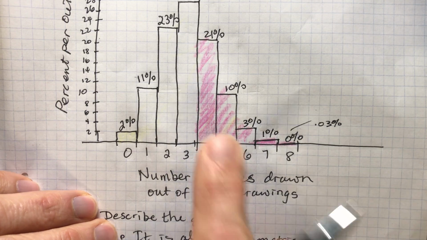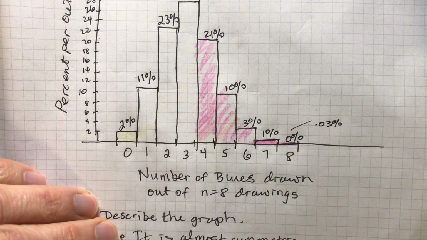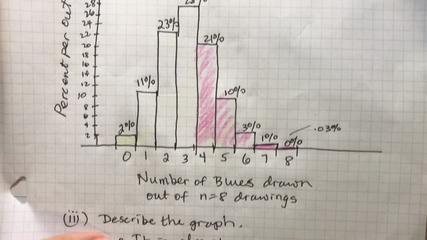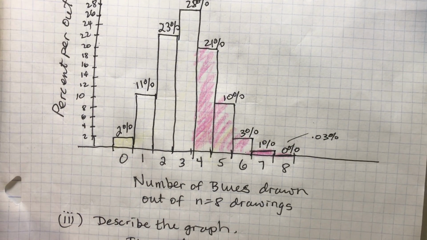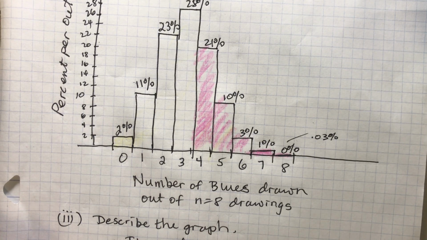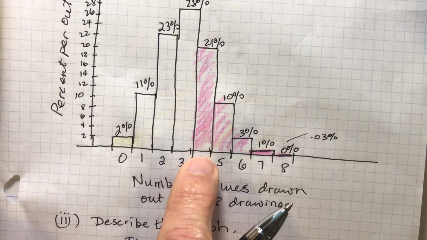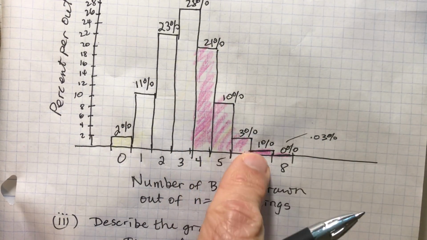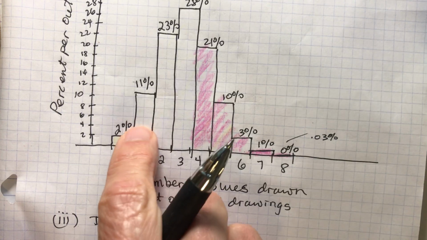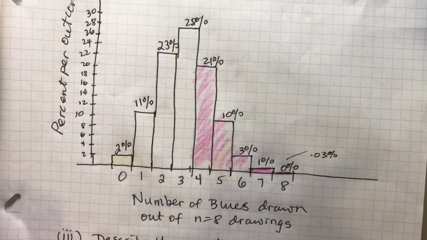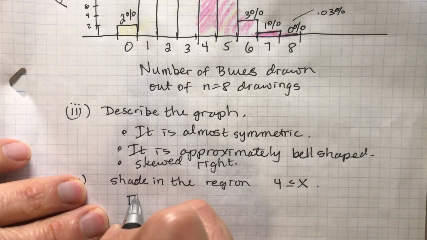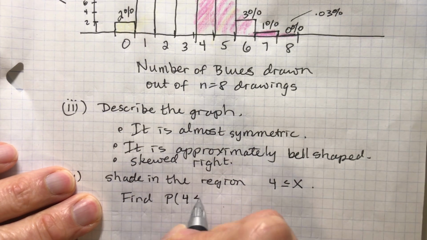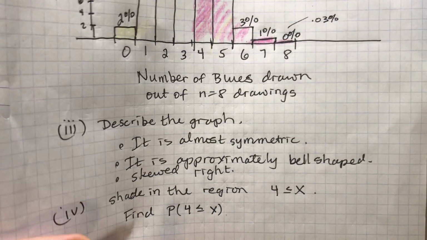Okay, so these should add up to 100%. I mean, there's rounding, so maybe it's a problem if we took the time to really look at that. But it rounds to close to 100%. Okay, so I shaded in 4, 5, 6, 7. And what happens is each of these areas corresponds to a probability, and the total area under the curve is 100% or 1.